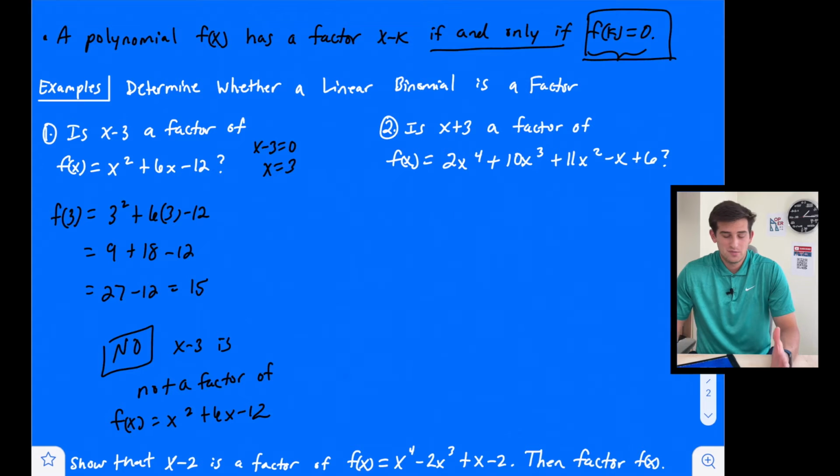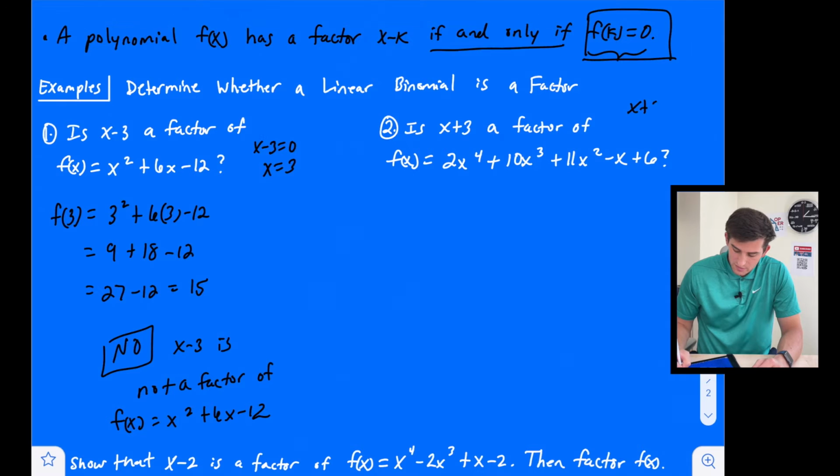So we can also do this by dividing our polynomial using synthetic division. So for number 2, it says, is x plus 3 a factor of f of x equals 2x to the 4th plus 10x cubed plus 11x squared minus x plus 6? So to check that, we're going to once again say, okay, x plus 3 is equal to 0, so x is equal to negative 3.